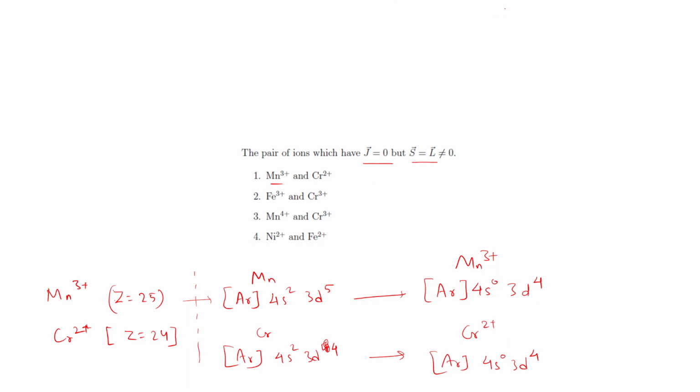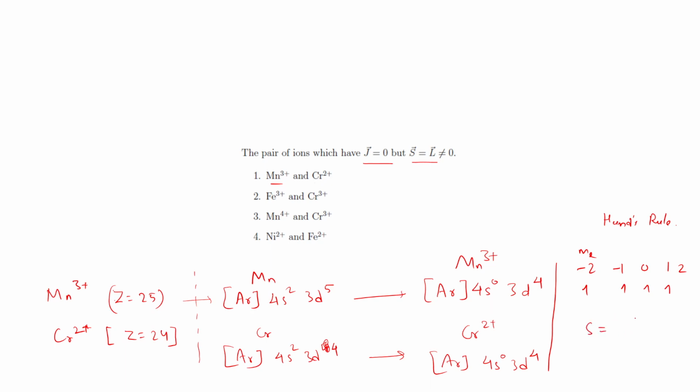Okay, so if we try to do d, for d, what do we have? We have ml values: minus 2, minus 1, 0, 1, 2. Now we'll apply Hund's rule. If we apply Hund's rule and we have to do d4, right? So 1, 2, 3, 4.